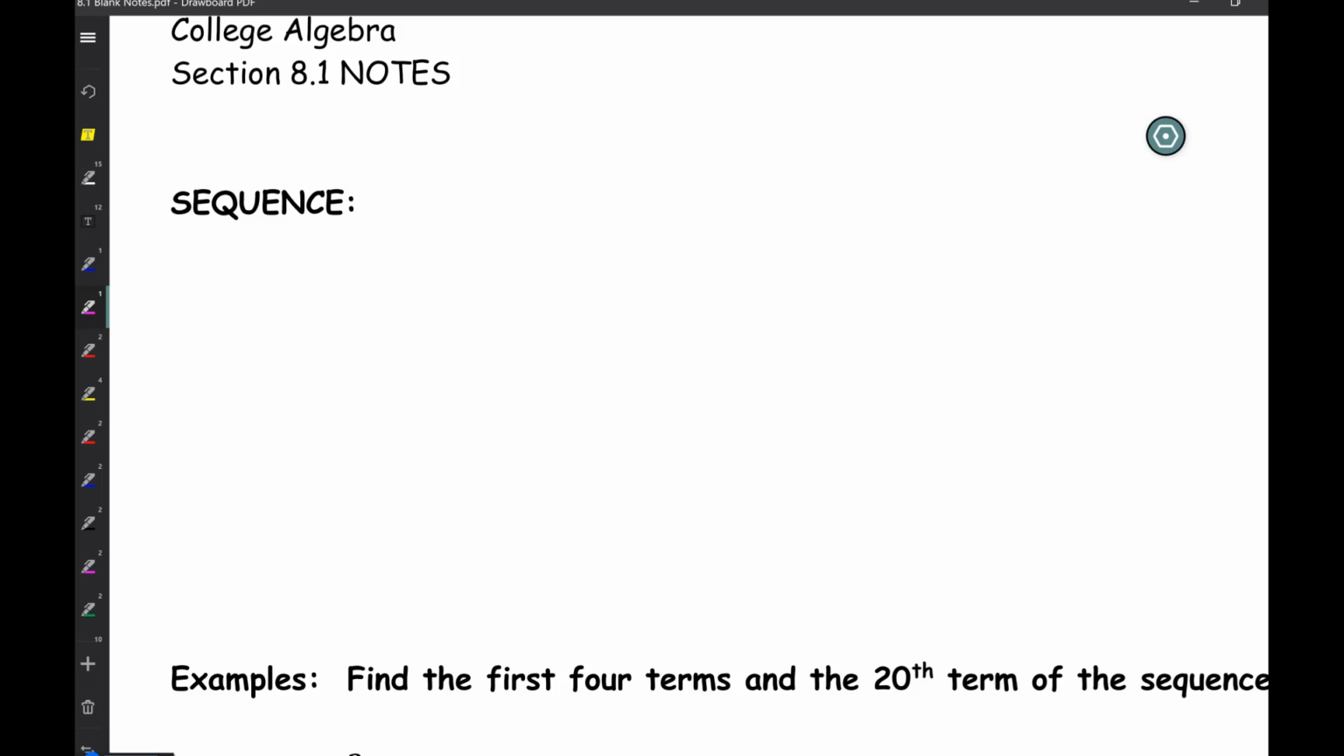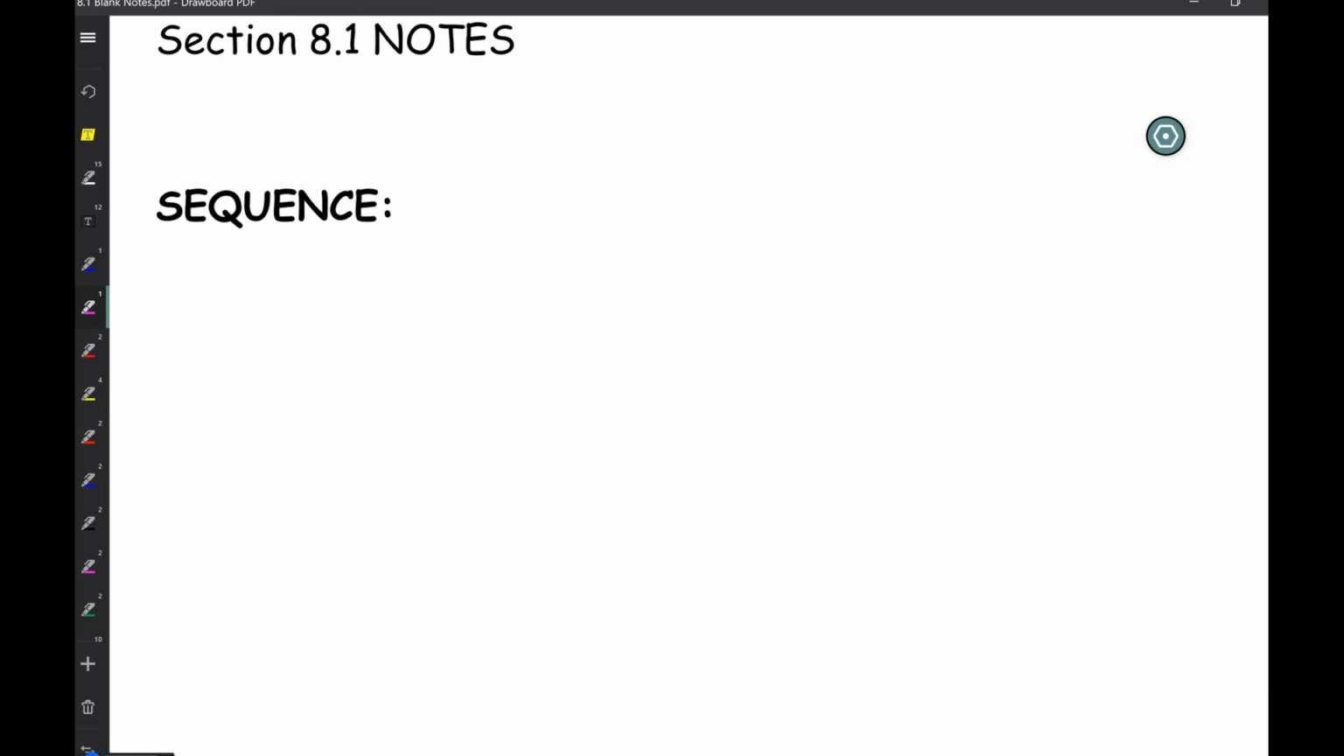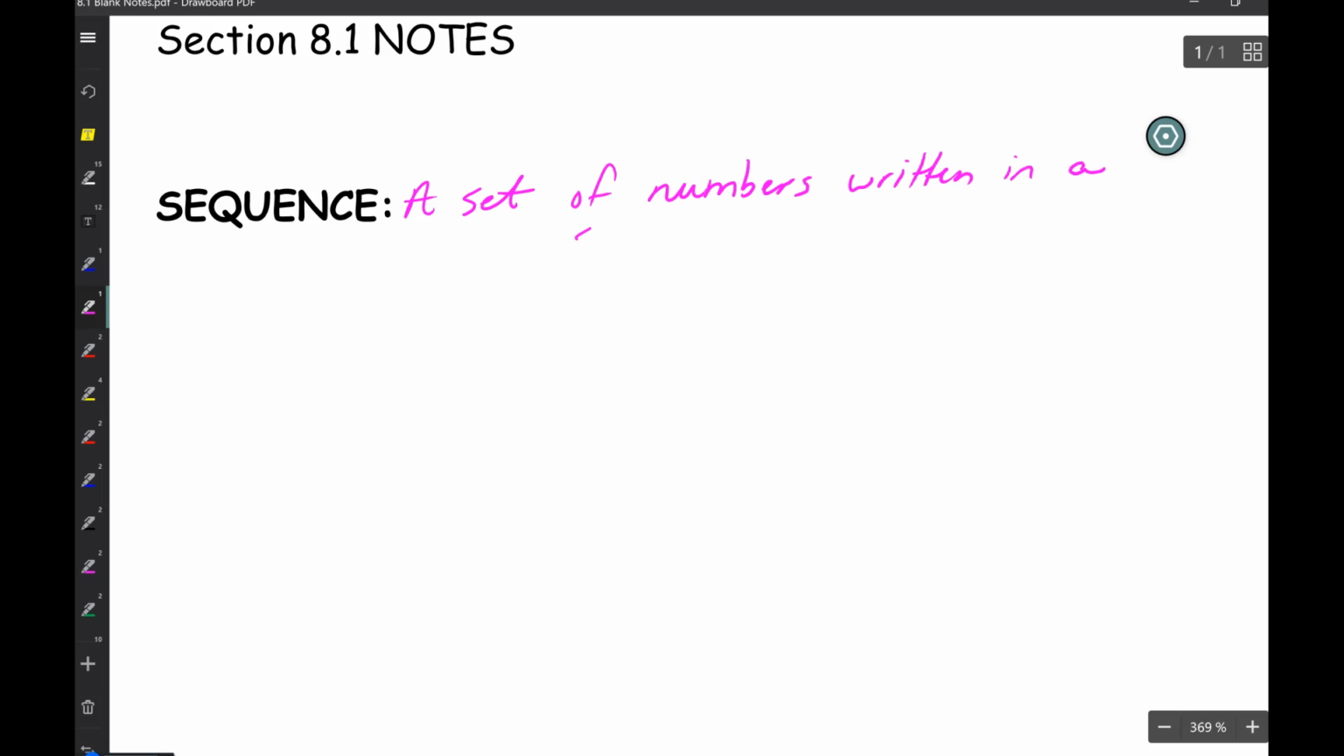Some new words that you might be hearing, I don't know if you've heard these before, we're going to be looking at sequences and series. A sequence is simply a set of numbers written in a particular order. So let's write that definition and then I'll show you an example. A sequence is a set of numbers written in a particular order.